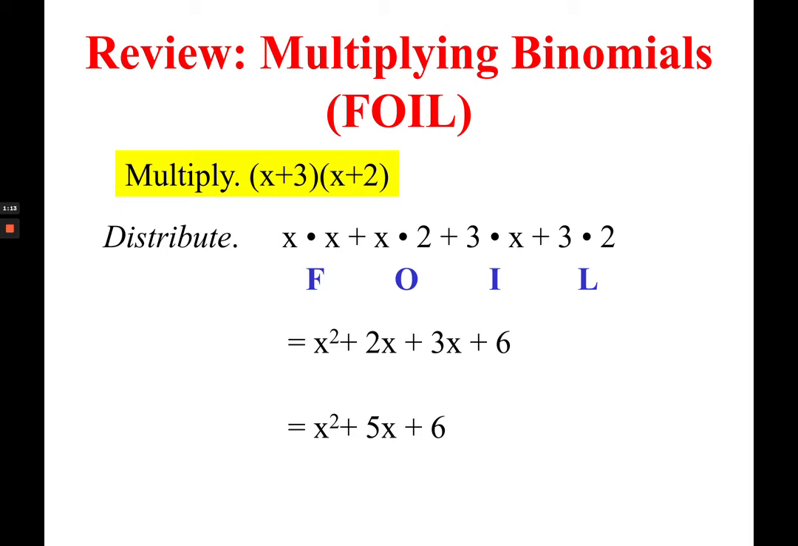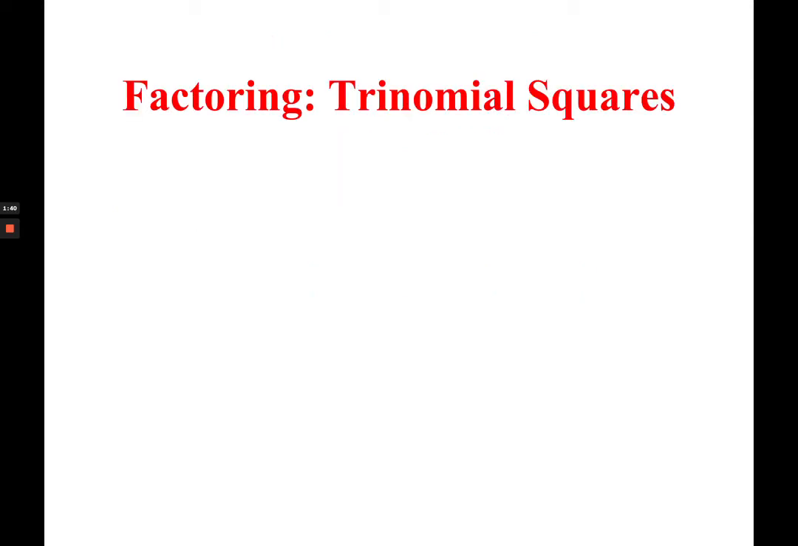When you are going to factor, you are given an expression and your answer is supposed to be in parenthesis form. That's how you do factoring. Factoring is the reverse of multiplying, or in this case, the reverse of FOIL. Let's proceed. The first case is the case of trinomial squares, and afterwards we will have the general method.